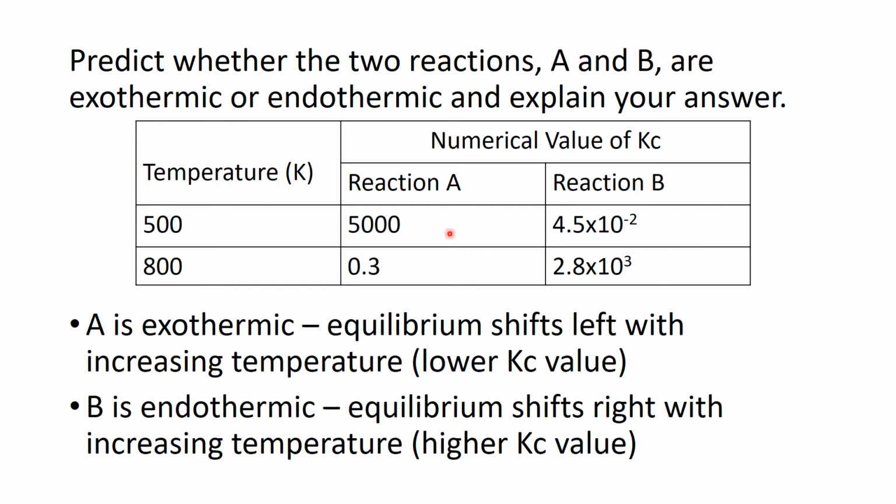Right, hopefully you worked out that A is exothermic. That's because the equilibrium shifts left with increasing temperature, as we saw from one of the previous slides. So the value of Kc decreases with increasing temperature. For B, it's endothermic. The equilibrium is going to shift to the right in this instance with increasing temperature. You get a higher value of Kc. Well done if you got that right. If you need to pause the video to amend your notes, please do so.